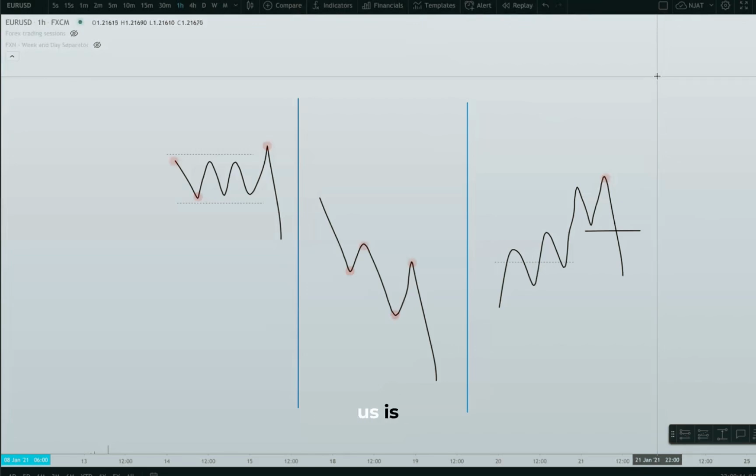What we have in front of us is 3 different types of price delivery that are all part of an ideal price delivery that we look for when we come to our chart. So we just wanted to cover each one.